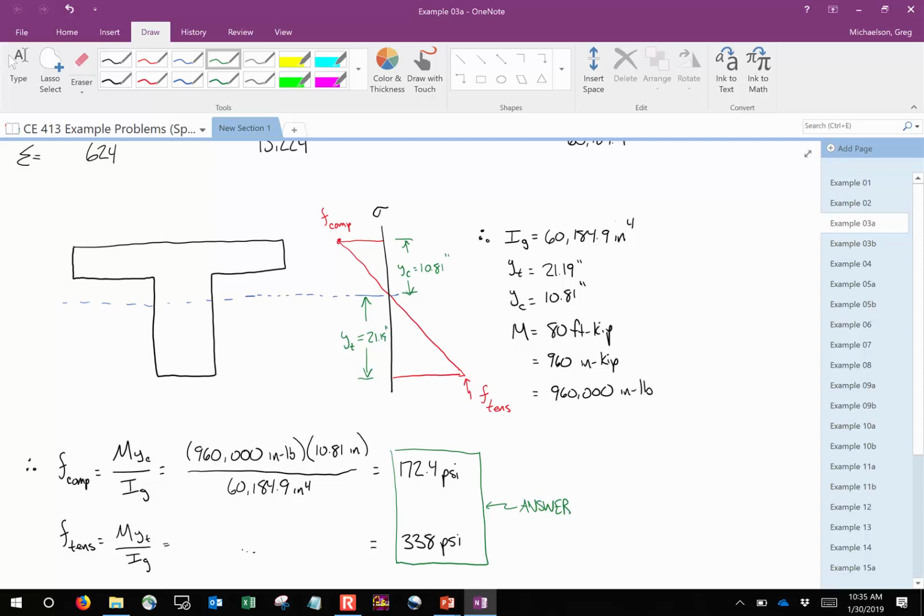It's what, 338, right? Would we look at this number if we were trying to determine whether or not it would crack? No, we would look at this one. Remember, the modulus of rupture is the point at which the tensile region cracks. This number doesn't really matter if you're looking at cracking. It's this number that matters. You're checking the tensile stresses against fr, not the compressive stresses. Does that make sense? All right, are there any others? This is good stuff.